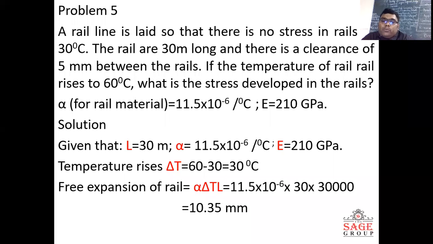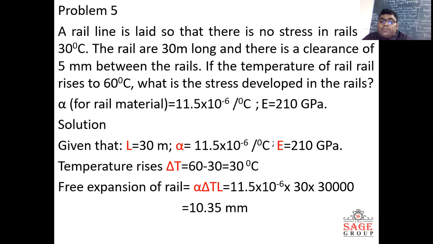So alpha is the coefficient of thermal expansion for the rail material, that is 11.5 into 10 to the power minus 6 per degree centigrade, and E is equal to 210 gigapascal. So my dear, most of the things are given in the question. L is given, alpha is given, E, the modulus of the material, is given. The change in temperature is given, 60 minus 30 is 30.